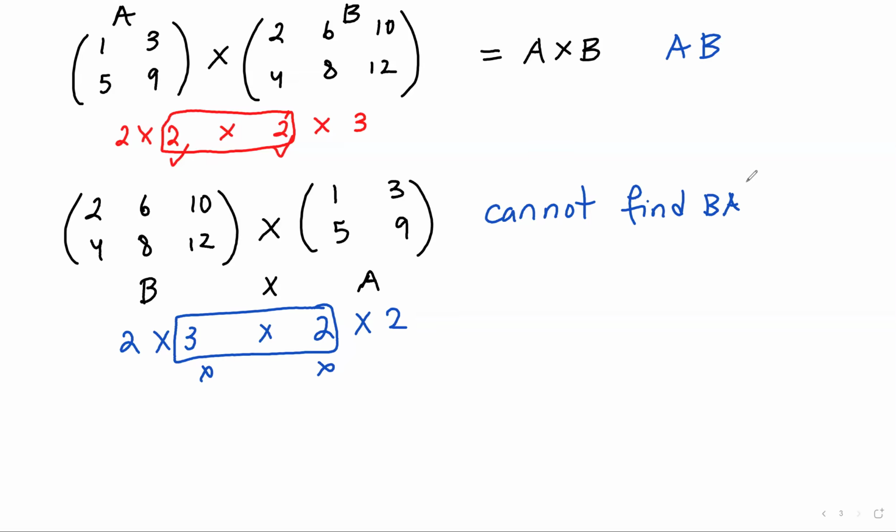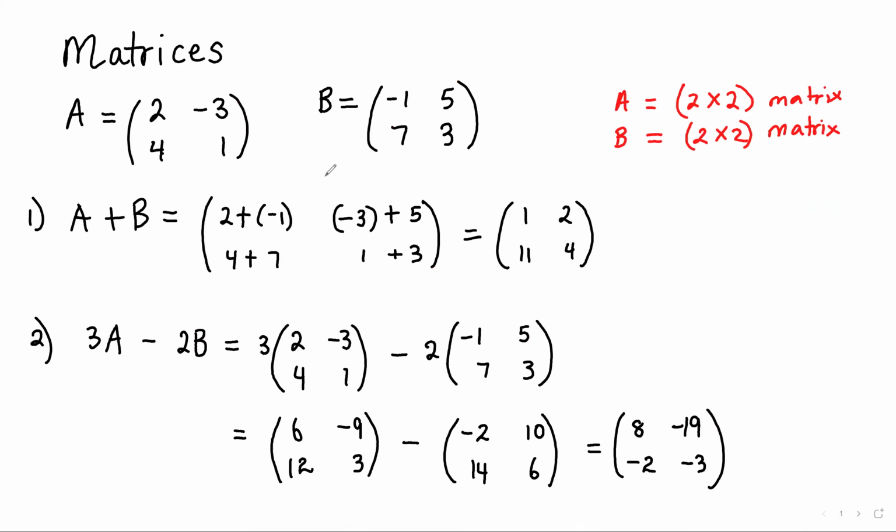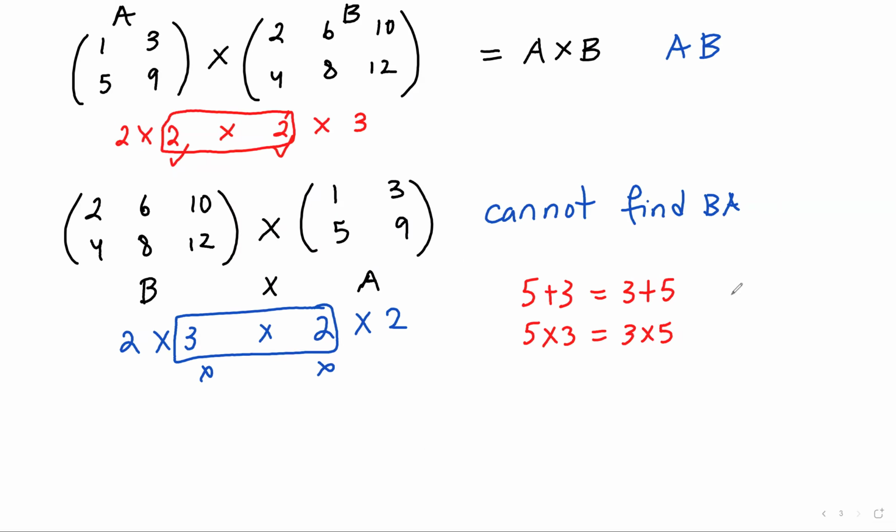So this is something that's very important. With regular multiplication and addition, you expect that order does not matter. You expect that they'll be commutative, meaning that, for example, 5 plus 3 is the same as 3 plus 5, and likewise 5 times 3 is the same as 3 times 5. But with matrices, though matrix addition is commutative, meaning A plus B is the same as B plus A, matrix multiplication is not commutative.